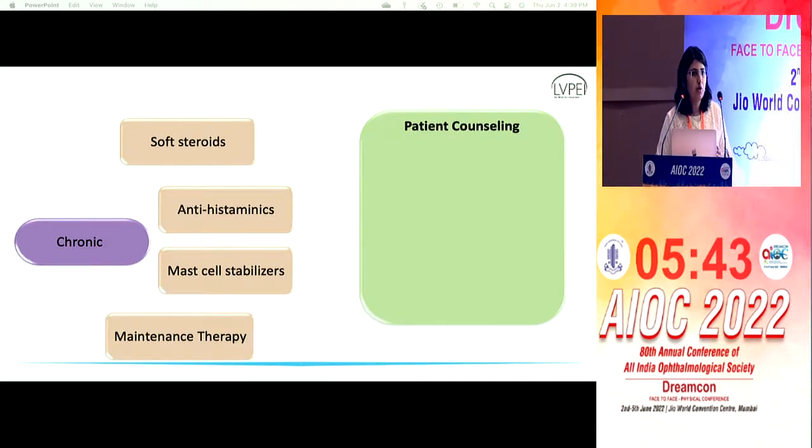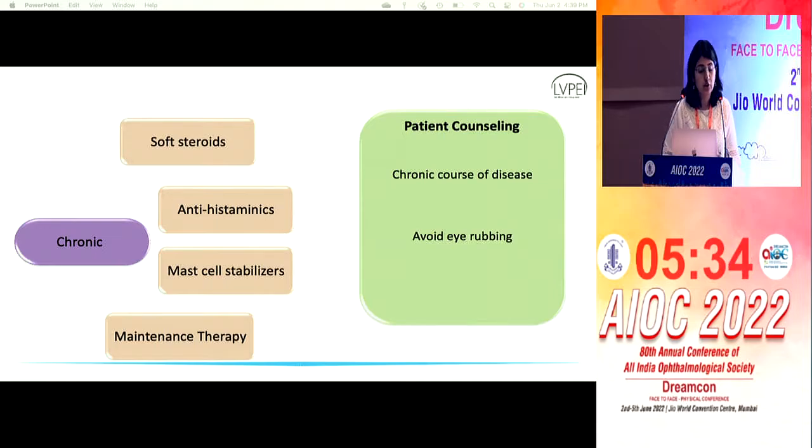So irrespective of the severity of the disease, patient counseling is a very integral part in the management of ocular allergy. The patients have to be counseled regarding the chronic course of the disease. They have to be explained that this is a disease where there will be a relapse, so that they don't get alarmed and visit a different doctor every time. Otherwise, what will happen, they will get overtreated with steroids, and then we will have to deal with the slew of complications that is associated with steroid use.